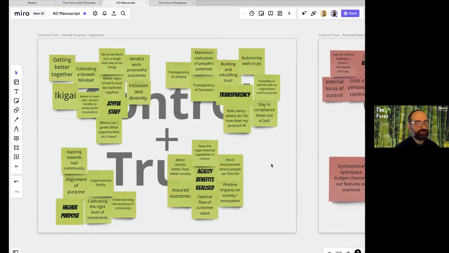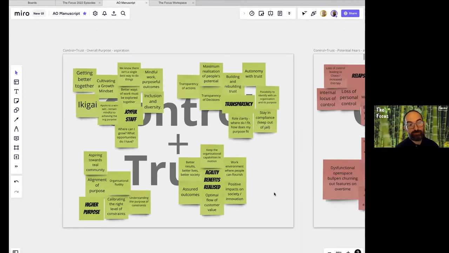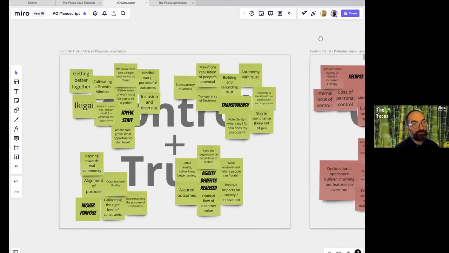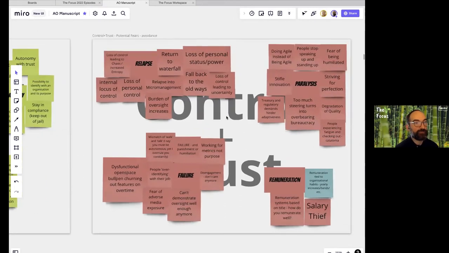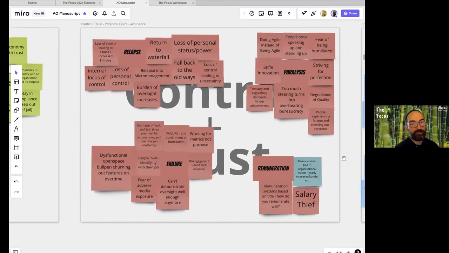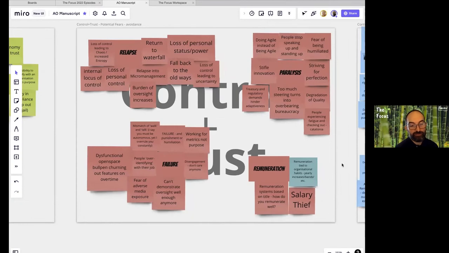Right. And this is where we notice that when you have a really thriving organization that has assessed well where to find balance between control and trust, you find people that really enjoy their work. You find joyful staff. You find that there's really good safety and transparency. You have people who know and connect with a higher purpose. And you see that in terms of outcomes, you actually have benefits realized from agility. Now, all of these overall benefits are threatened by a number of fears. And Aldo, tell us a bit about some of these damaging fears.